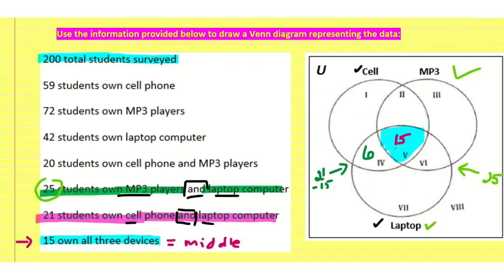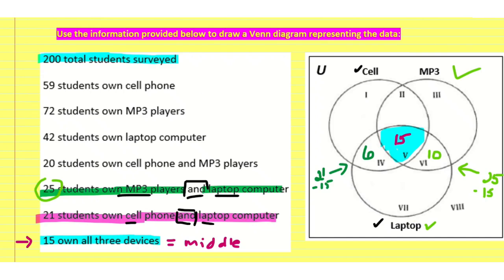But again, I need to subtract off the 15 that is already accounted for. So that means I'm going to do 25 minus 15, and that means that in this area, it is going to be 10. 10 students own not all three, but just an MP3 player and a laptop.